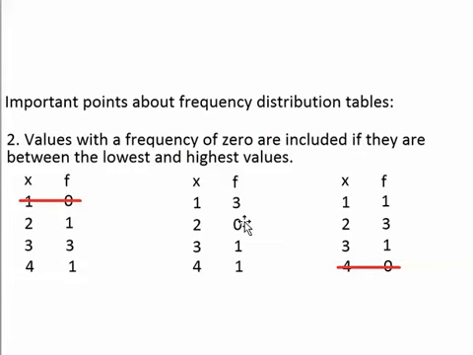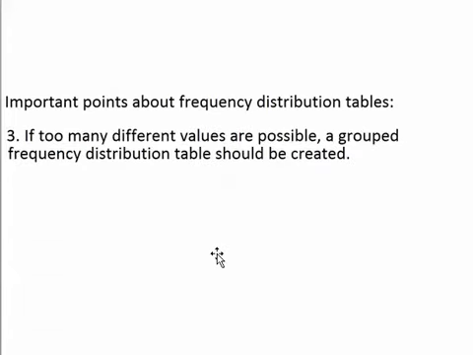So we would cross these off. If we had this table, we would cross it off. If we had this table, we would cross this off. But if we had this table, we would write it out this way. Also, if too many different values are possible, you can create a grouped frequency distribution table.